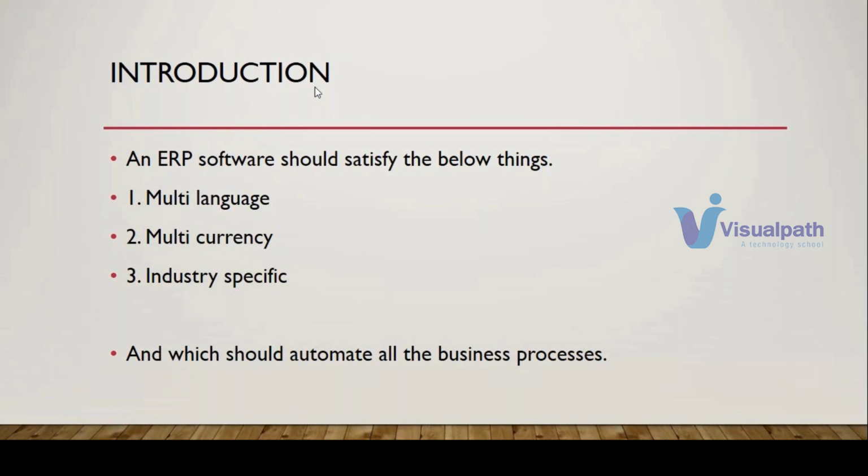And industry specific. That means we have various companies we can organize. For example, if you take one brand like Reliance, that brand contains multiple companies like Reliance Telecom and Reliance Networking. So you have different companies for that same brand.